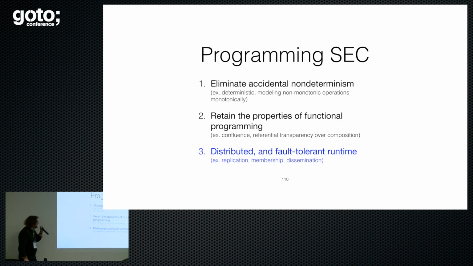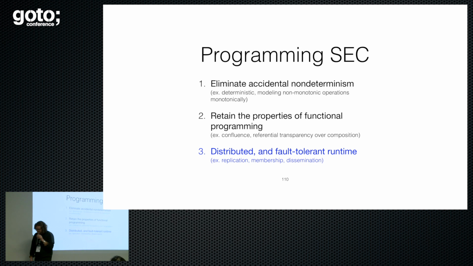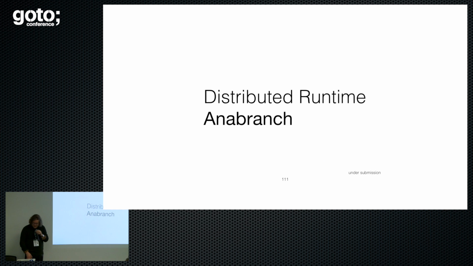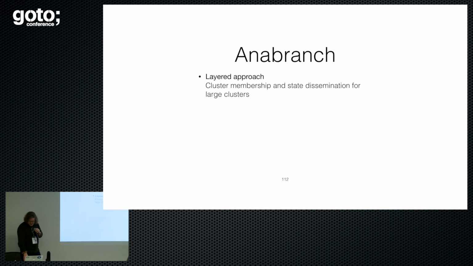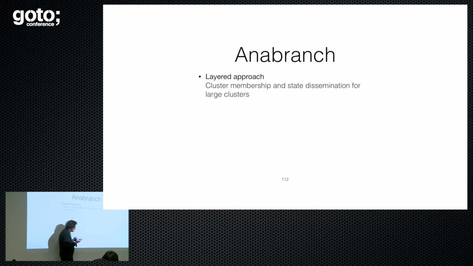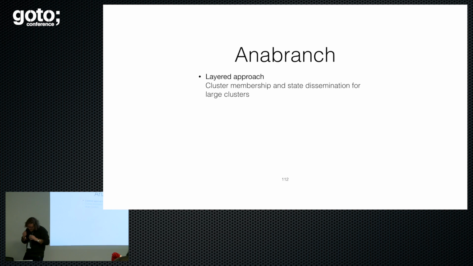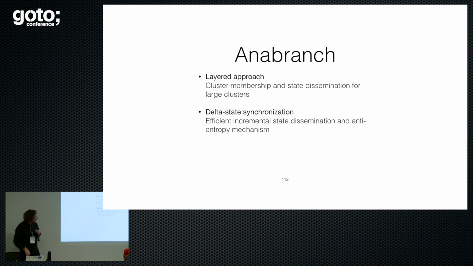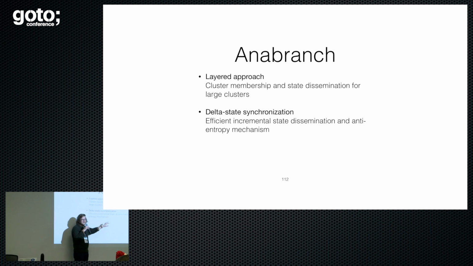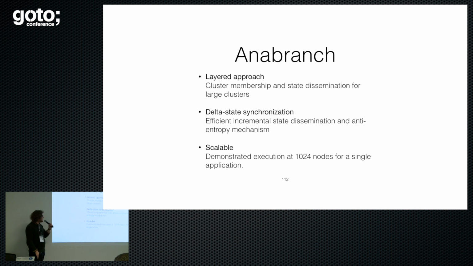Now, you might be saying, these data structures are great, but they're really expensive, so how can we do this efficiently? We're working on a system currently called Anabranch, which is a layered approach to building runtime systems for distributed data languages, trying to reevaluate the approach that we take. Anabranch is going to use techniques that we refer to as delta state synchronization that allow us to not have to ship that data structure around all the time. So we can ship a minimal representation of that data. So it's very efficient. And then finally, we'd like to demonstrate that it scales.